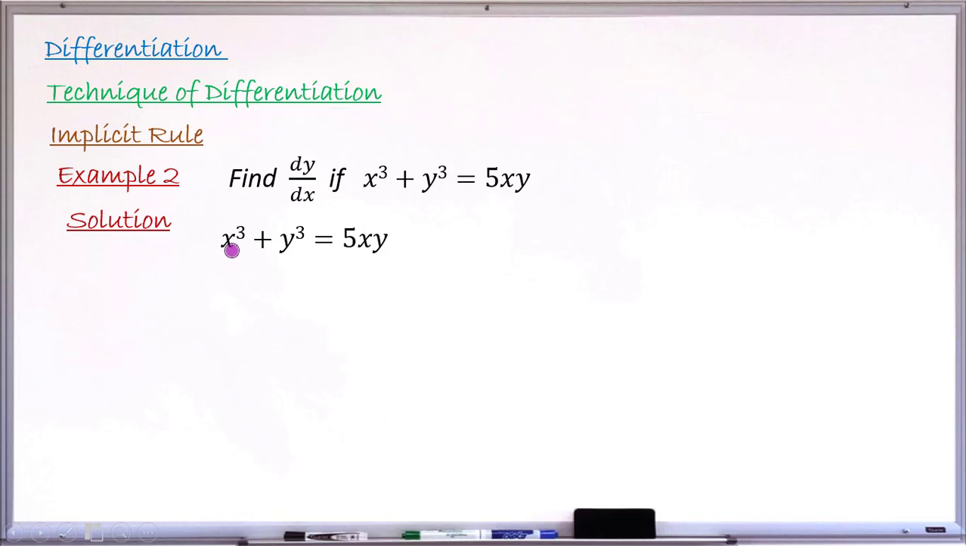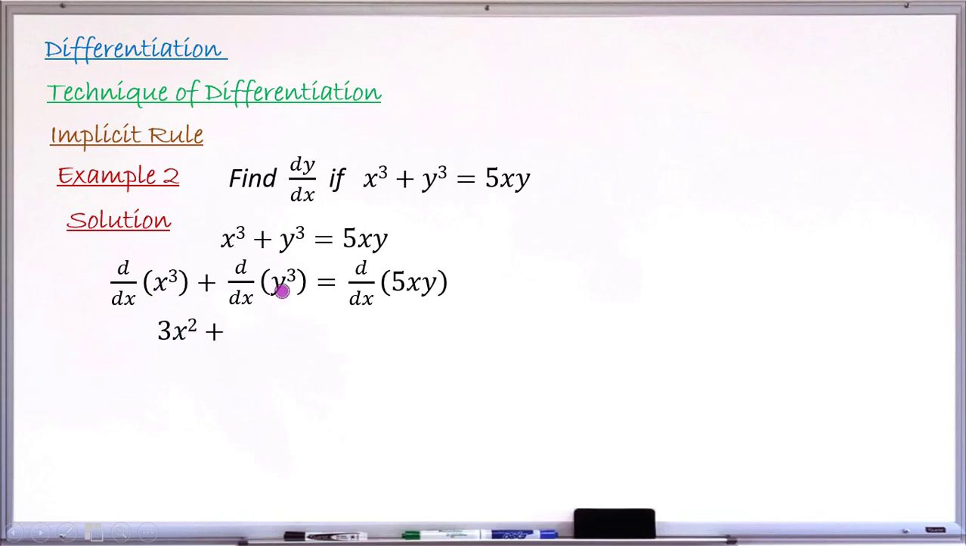I'll now find the derivative of x cubed, that is d by dx of x cubed plus d by dx of y cubed, equals d by dx of the right hand side, which is 5xy. So d by dx of 5xy. What I'm going to do is to find the derivative of each of those terms. So the derivative of x cubed will be 3x squared.